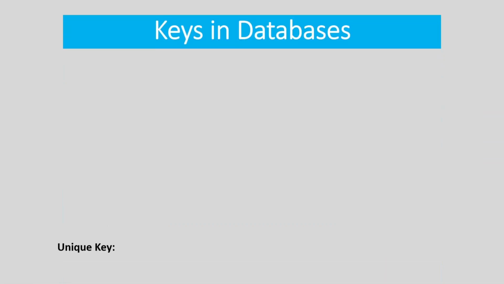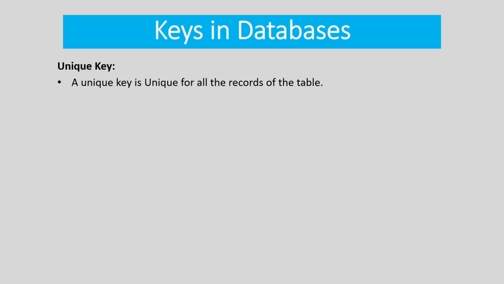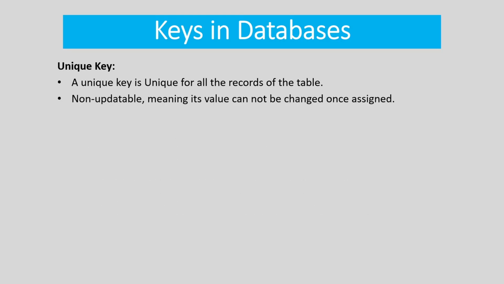Now the next one is unique key. A unique key is unique for all records of the table. Non-updatable, meaning its value cannot be changed once assigned. And but may have null value. Okay, let me explain this.